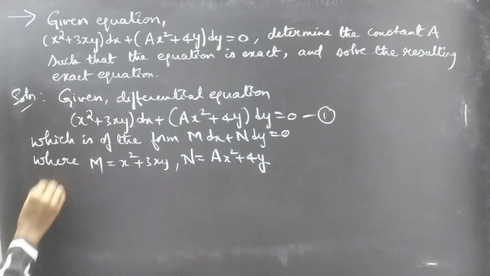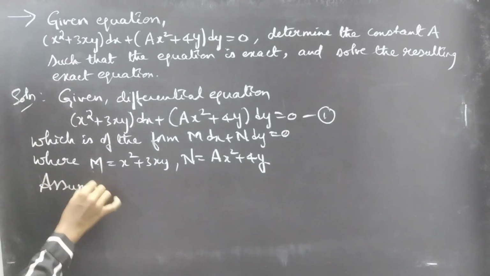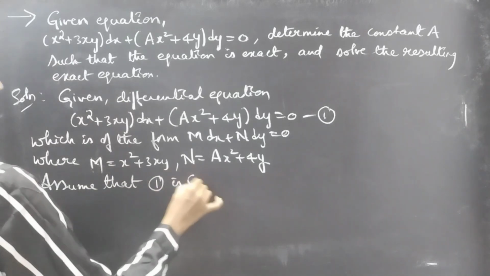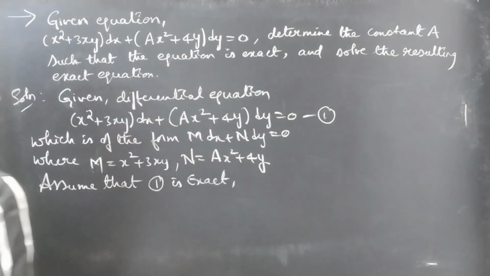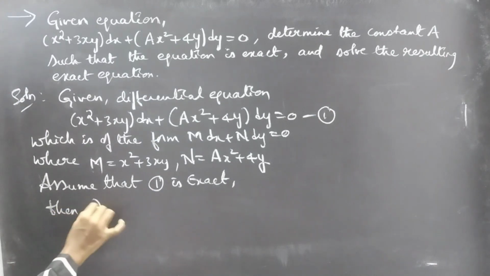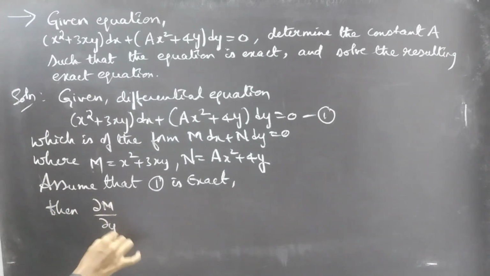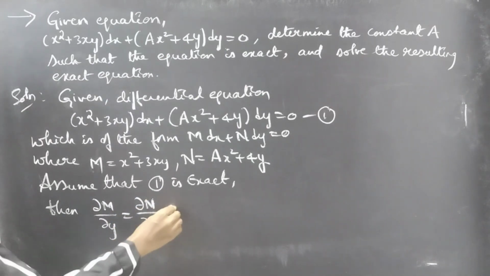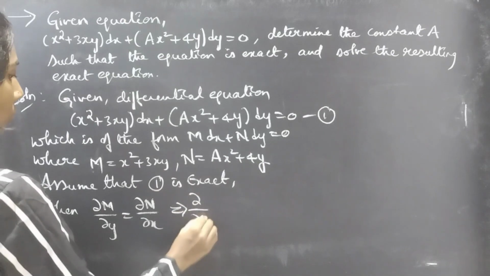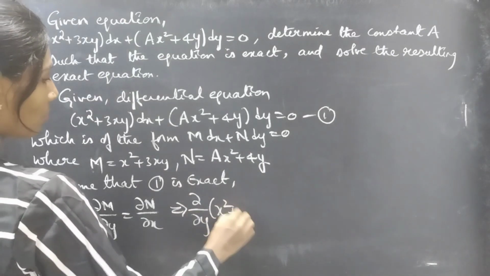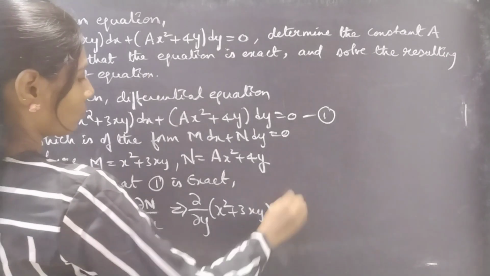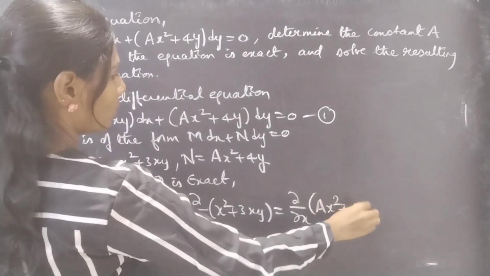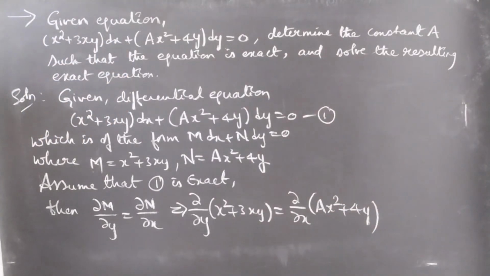So here assume that equation 1 is exact, right? Then partial derivative of M with respect to y equal to partial derivative of N with respect to x, right? So dou by dou y of M, that is x square plus 3xy, equal to dou by dou x of N, that is ax square plus 4y.